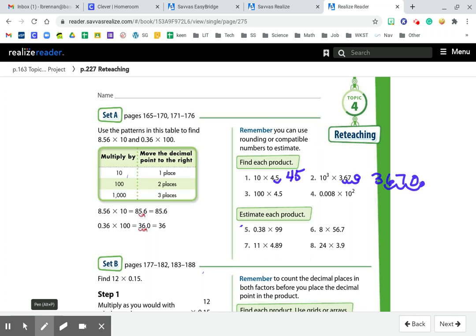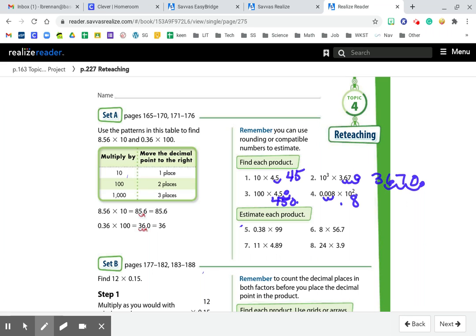100 times 4.5, we move the decimal 2 places. We'll have to annex a 0 for that, because when I move the decimal, I need to put something in that place. And 8 thousandths times 10 to the second power. 10 to the second power equals 100. So I'm moving the decimal 2 places. So I'm going to wind up with 0.8.